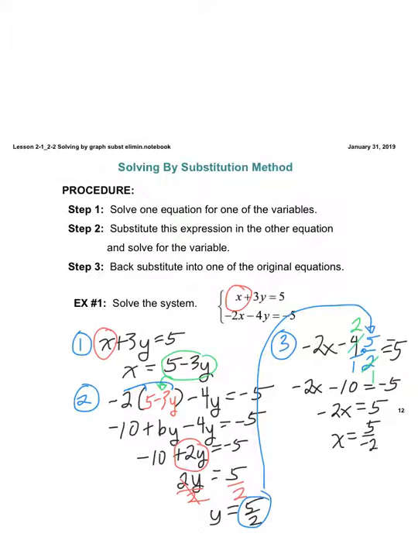And then finally, we should have added this fourth step. You cannot leave your answer like this. You have to write it as an ordered pair. If you don't, you're going to lose points. So then we have negative 5 over 2, comma, 5 over 2. So if you were to graph these two lines, that's where they would intersect.